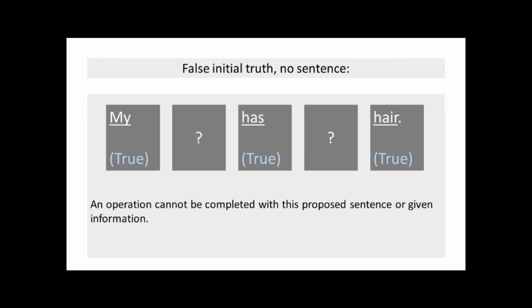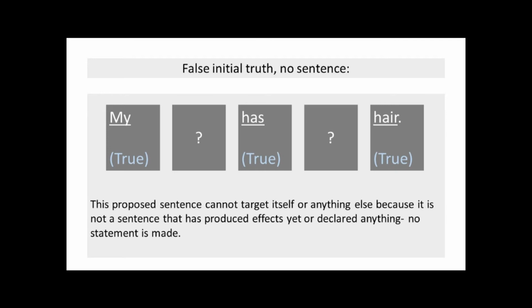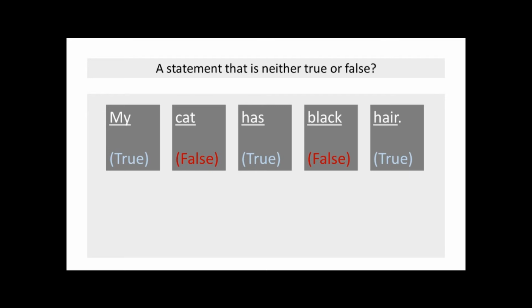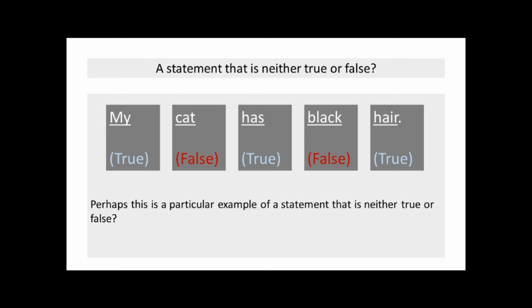An operation cannot be completed with this proposed sentence or given information. This proposed sentence cannot target itself or anything else because it is not a sentence that has produced effects yet or declared anything. No statement is made. Perhaps this is a particular example of a statement that is neither true or false, especially because it remains incomplete or undetermined.